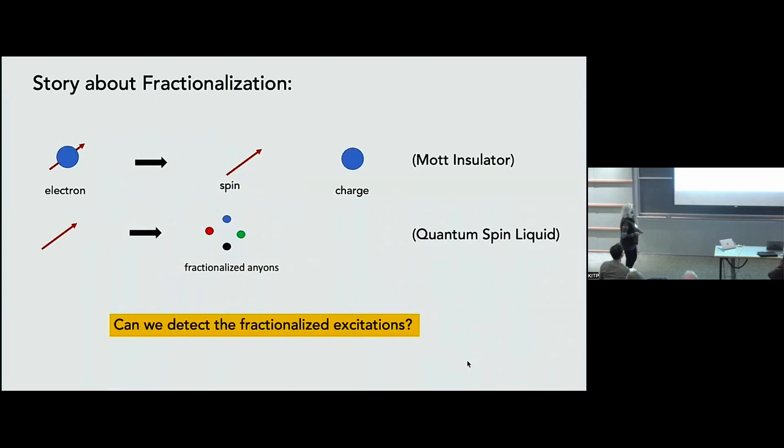This will be a story about fractionalization. So we have an electron with charge and spin, and in a Mott insulator, the spin and charge separate. The next hierarchy of fractionalization is you now have a low energy theory of the spin degrees of freedom, and under certain conditions, the spin itself can fractionalize into anyons, and that is a spin liquid. Okay, so let's start out with what we need.